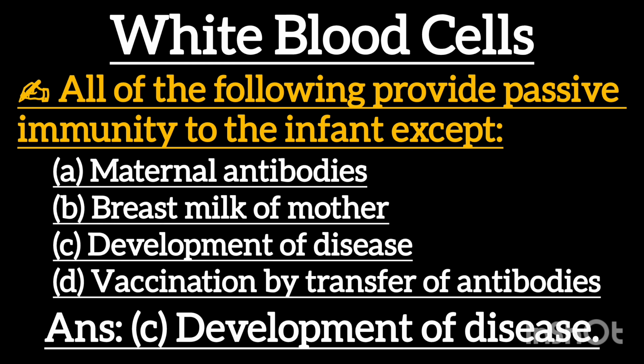Next one: all of the following provide passive immunity to the infant except? Option A, maternal antibodies. Option B, breast milk of mother. Option C, development of disease. Option D, vaccination by transfer of antibodies. Correct answer is option C, development of disease.